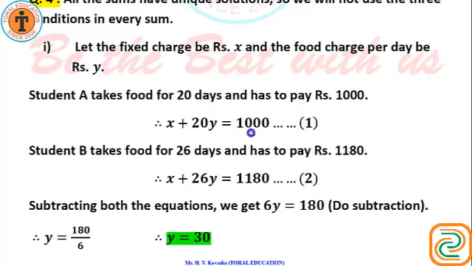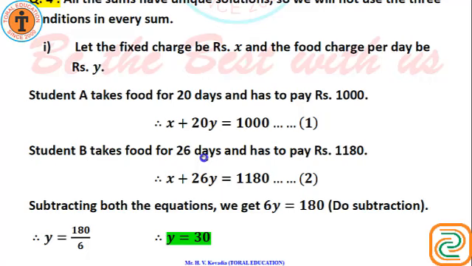Here you should learn how to form equations. This is not hard, but first read the question, try to understand it, and assume what you want to find out. We want to find the fixed charge and the charge per day. So we have assumed these two. So the first equation is x plus 20y equals 1000.